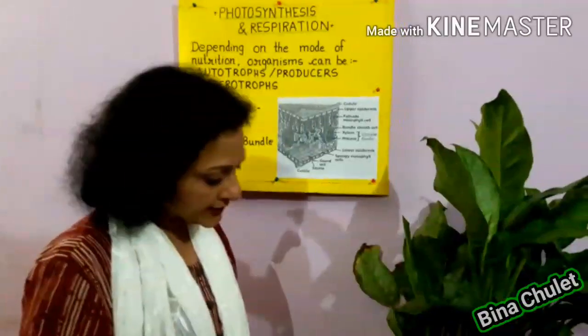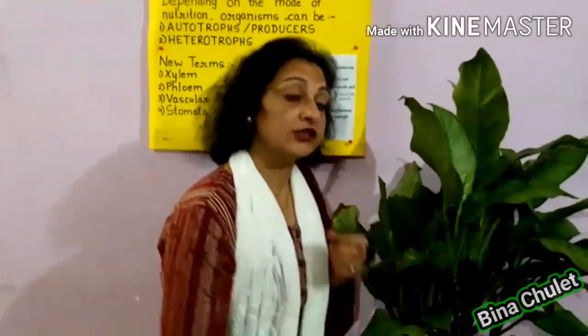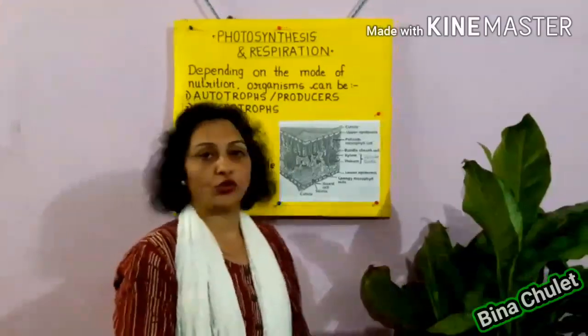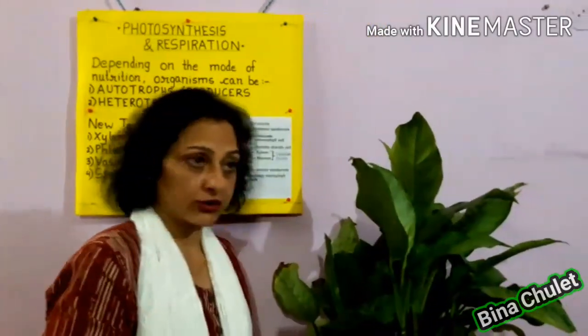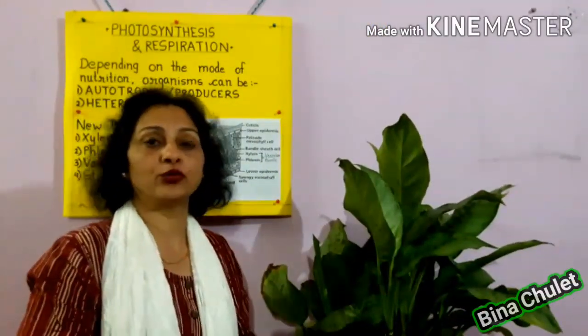Now, for understanding the internal structure of the leaf, because ultimately the chloroplasts are present in the leaves, because that's the main part where the food is going to be prepared. For understanding that, I'm taking you to a live plant now, the actual plant.